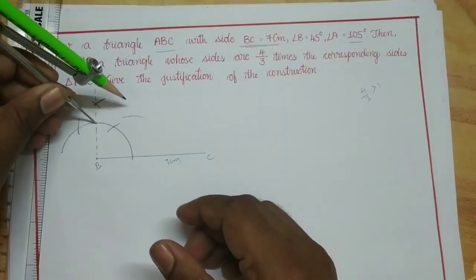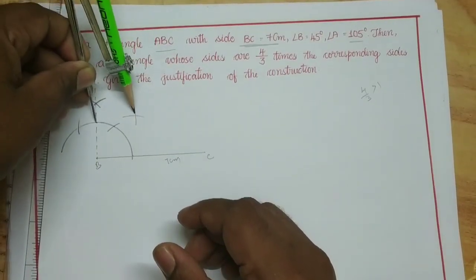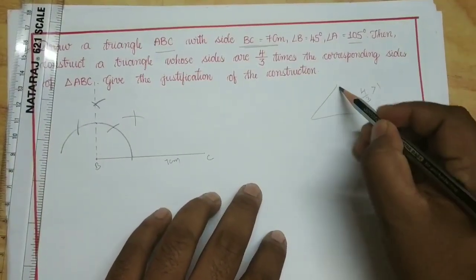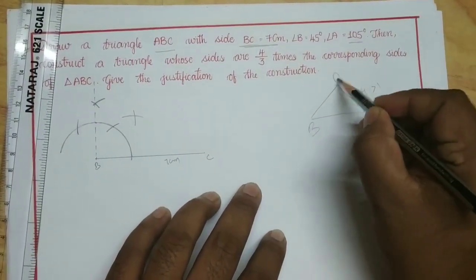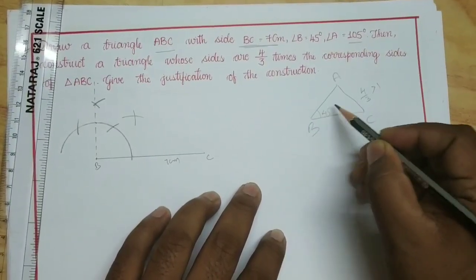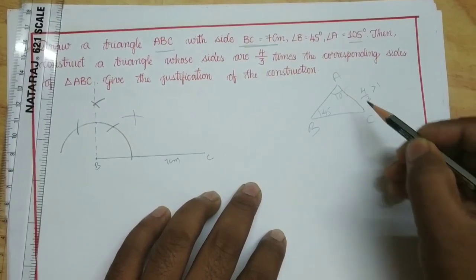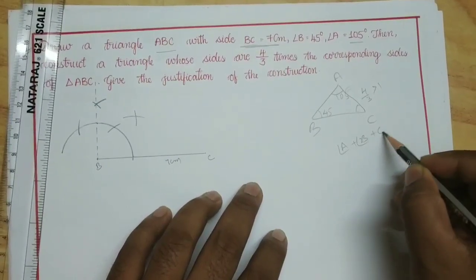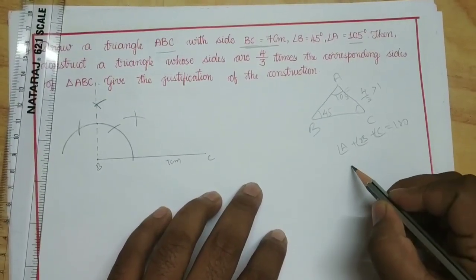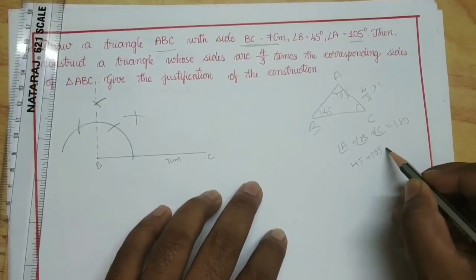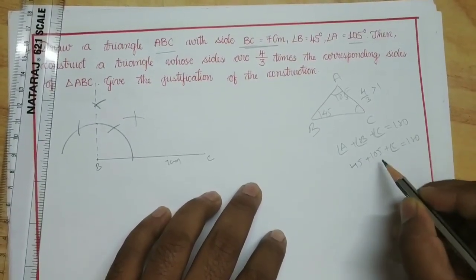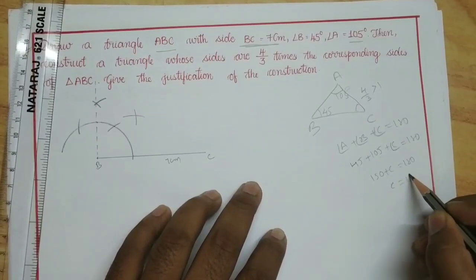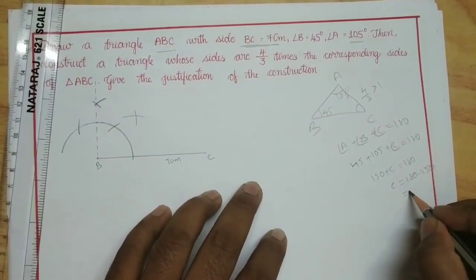If you are unable to draw like me, please pause the video and do the construction first. Next, see, if there is a triangle, this is B and this is C, this is A. So angle at B is 45, we constructed. Angle at A 105 we cannot construct. So by the angle sum property we can calculate A plus B plus C equals 180. Then 45 plus 105 plus C equals 180. Add these two, you will get 150. 150 plus C equals 180, then C equals 180 minus 150, which is 30 degrees.